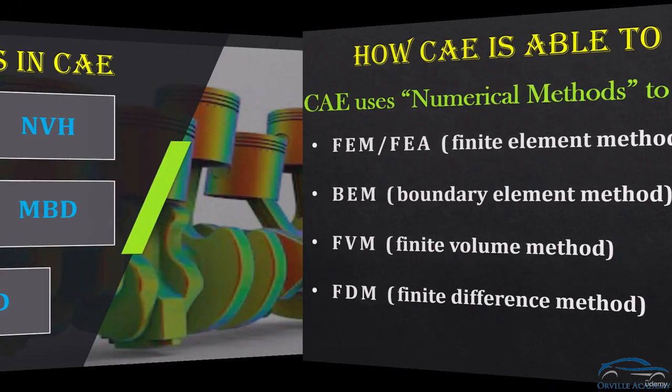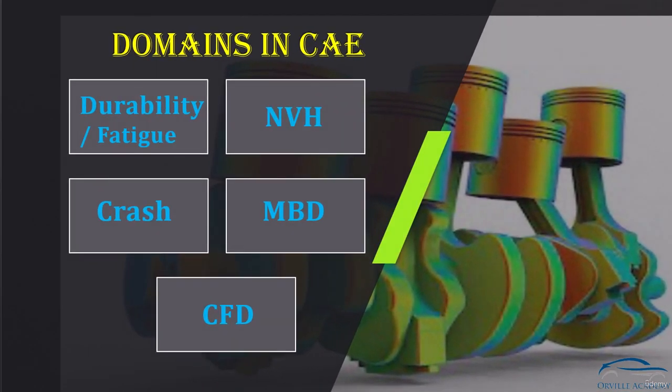Now let us move our discussion to the domains in CAE. In general, there are 5 most popular domains in CAE. Of course, CAE is a very broad term and there are n number of industries to which we can apply CAE. This discussion is mostly applicable to the automotive and aerospace industry. As you can see on your screen, in the case of the automotive industry, these are the 5 most popular domains. Let us get familiar with each of these so that at the end of this course you can decide which domain you like the most.